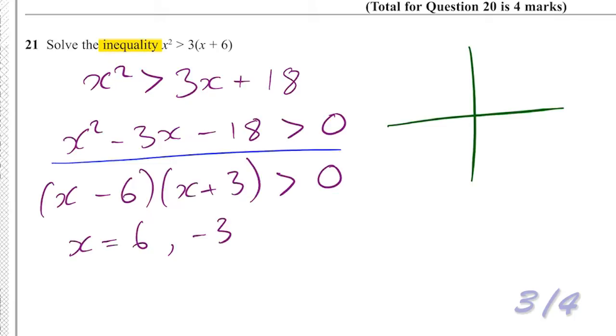And we've got x squared minus 3x minus 18. It means we're going to get a positive smiley face, and it's going to cross the x-axis at minus 3 and 6.